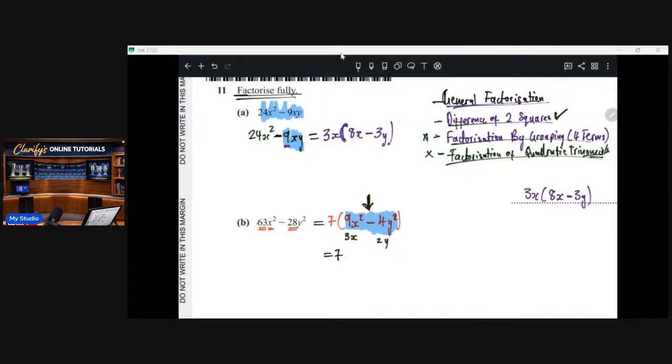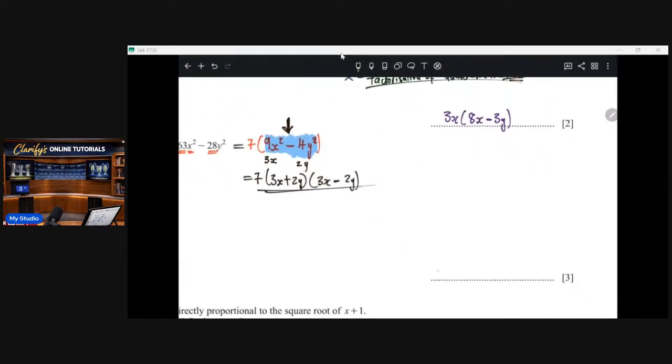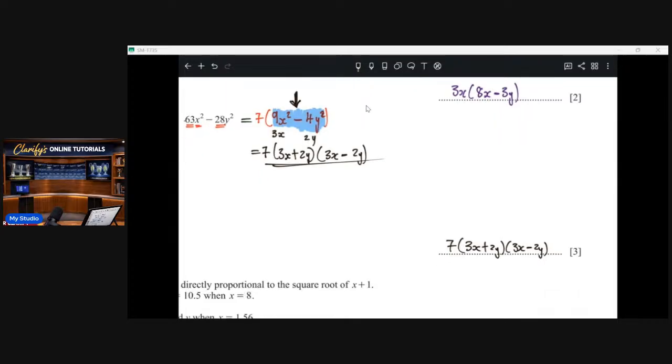You square root everything. Then you make 2 brackets. One where they add, 3x plus 2y. Then one where these terms subtract, 3x minus 2y. There we go. And you will now have a very special answer. Very, very good work. So you can now say 7 multiplying 3x plus 2y multiplying 3x minus 2y, and you have done the factorization extremely well. Well done to everybody. Now we go to the next one.